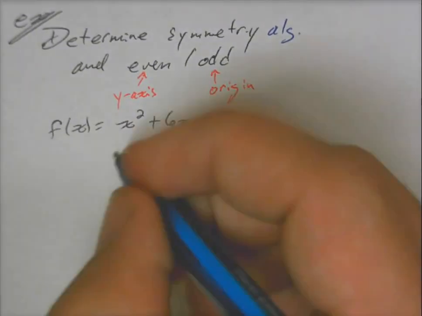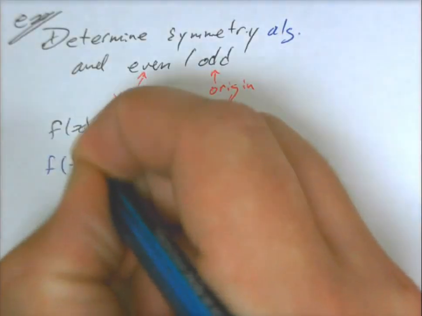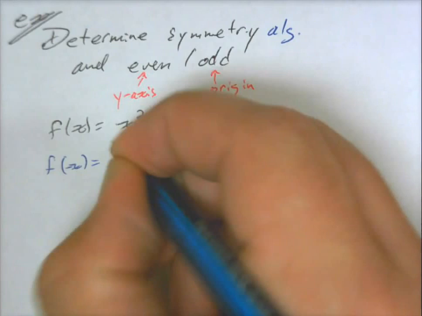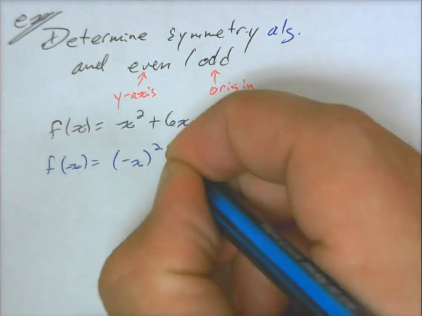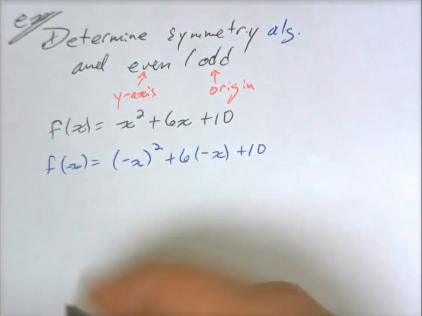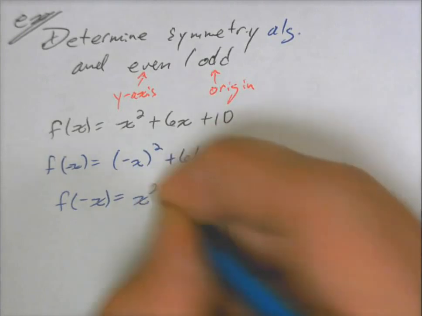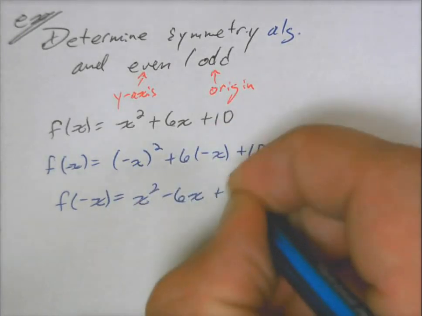So if I have a negative x value and everything else stays the same, I have negative x squared plus 6 times negative x plus 10. So f of negative x equals x squared minus 6x plus 10.